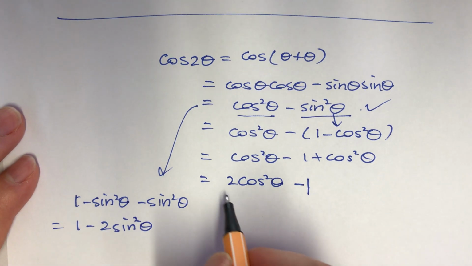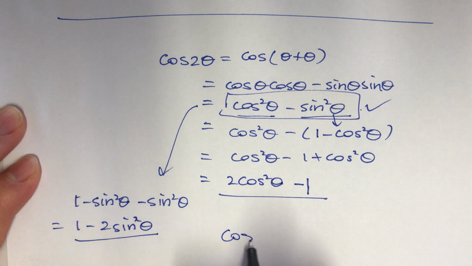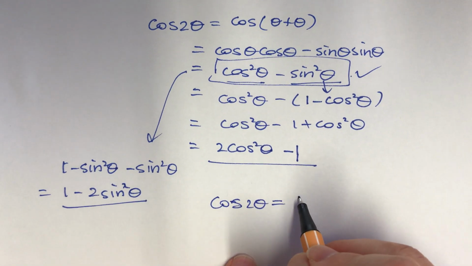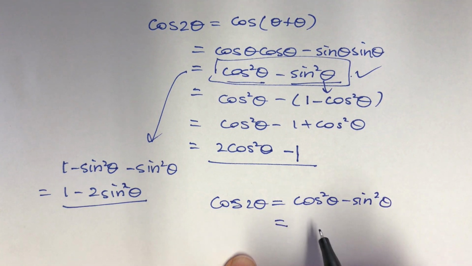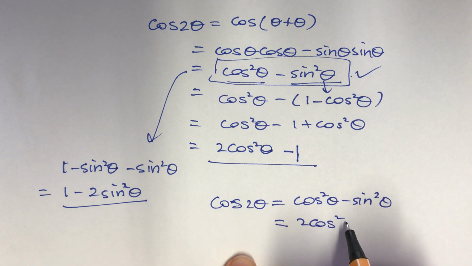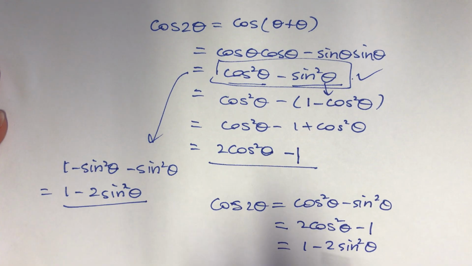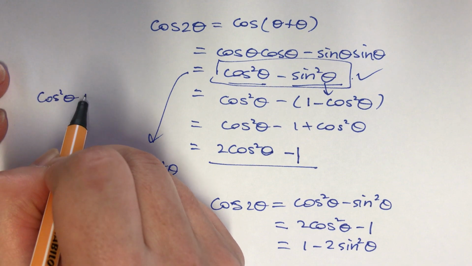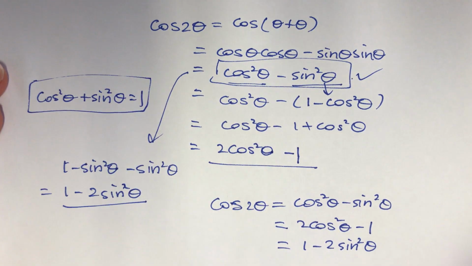Having said that, cos 2 theta is quite flexible. We can write it as cos squared theta minus sin squared theta. Also, we can write it as 2 cos squared theta minus 1. Also, 1 minus 2 sin squared theta. All of these come from, of course, cos squared theta plus sin squared theta equals 1. Don't forget that. Okay, well done.